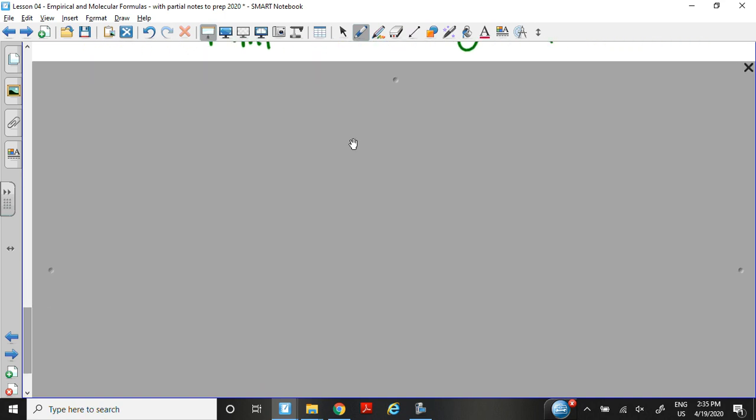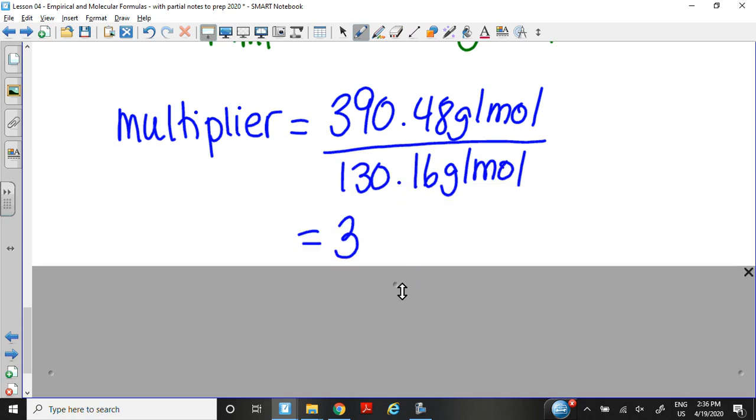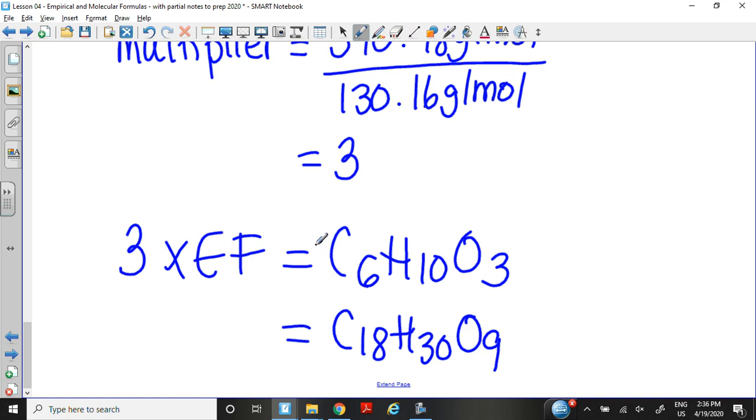So we're going to put both of those into our multiplier, and you find out multiplier is 3 in this case. So that means we need to take our empirical formula, the answer from part 1, and we need to multiply all of those atoms by 3. So when we do that, 3 times 6 gives us 18 carbons, 3 times 10 gives us 30 hydrogens, and 3 times 3 gives us 9 oxygens. Yes, this is a long problem.